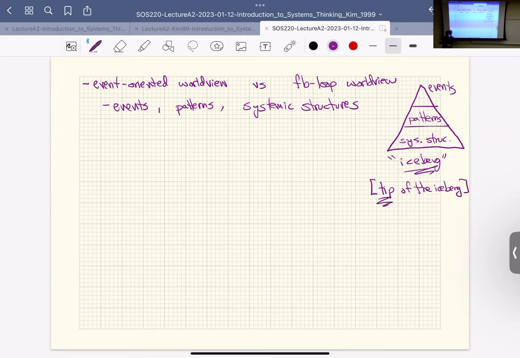Yeah, I like the analogy. The tip of the iceberg are the events. So the events here are just the tip of the iceberg. What we're saying here is that the events are the things we observe, and so those are the things we're most likely going to want to respond to. So an event-oriented worldview is one in which we want to react to individual events.